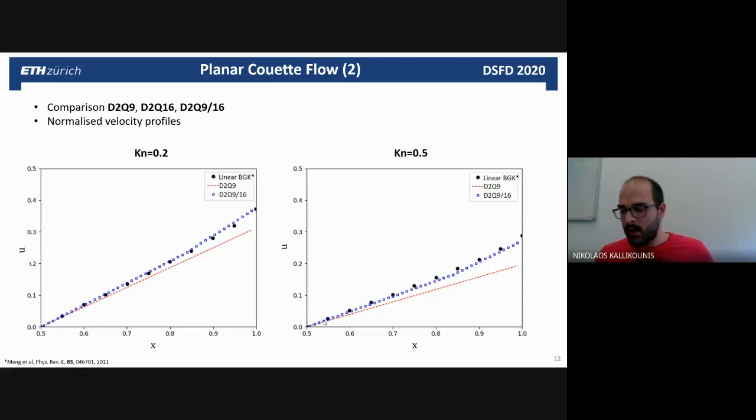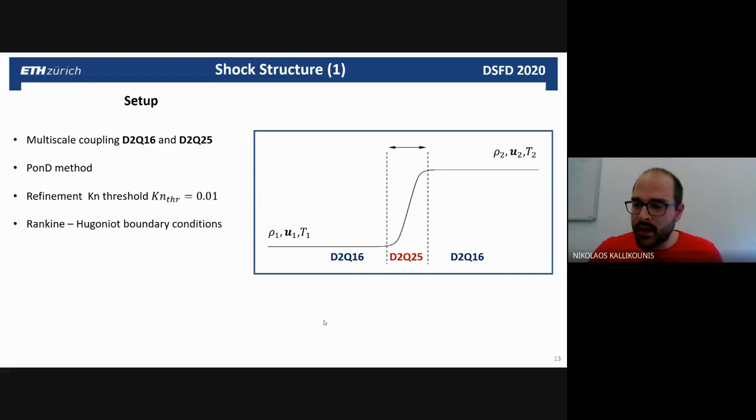Finally, we move on to the shock structure problem, which is a classical problem in non-equilibrium flows. In this setup, the target is to resolve the fields inside the shock, which vary on a scale of a few mean free paths. For this problem, the pond method is used, and the D2Q16 velocity set is used outside the shock, and the D2Q25 inside the transition zone.